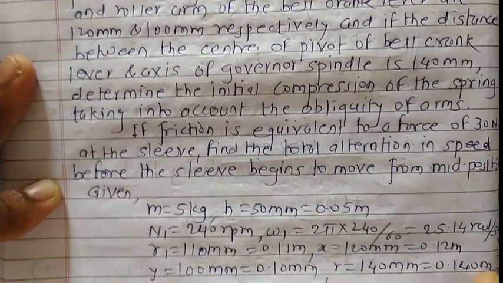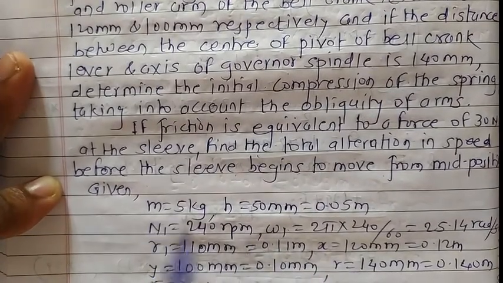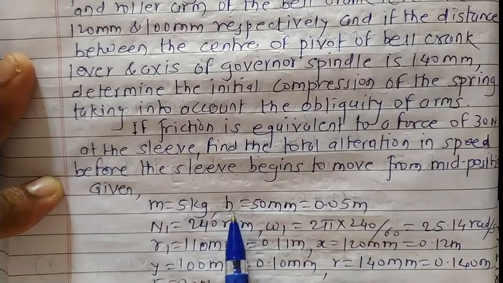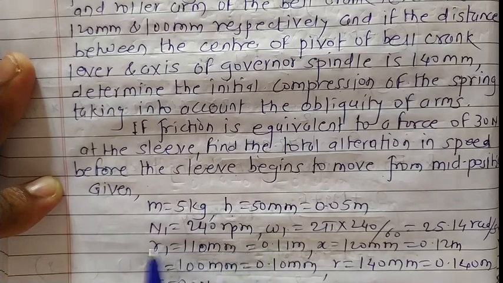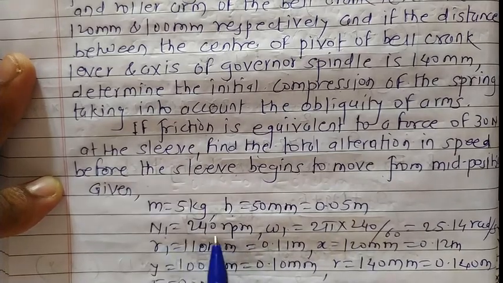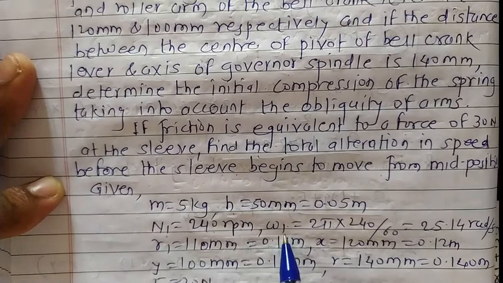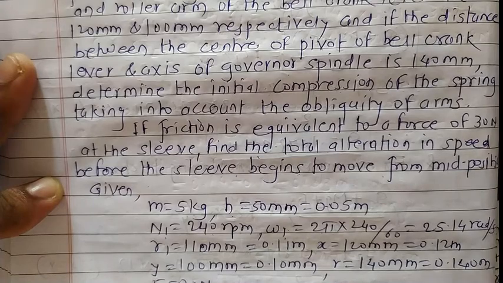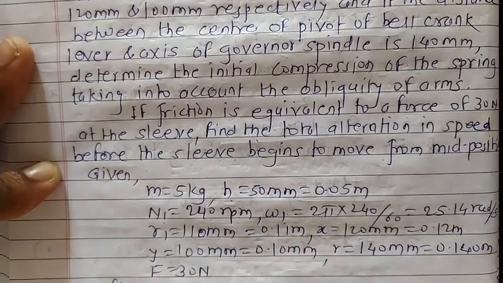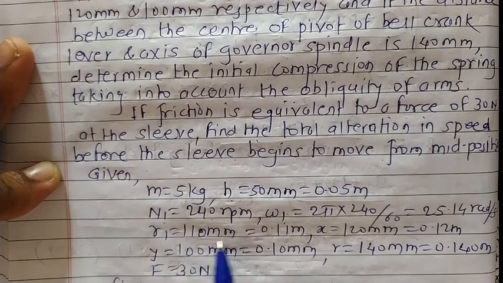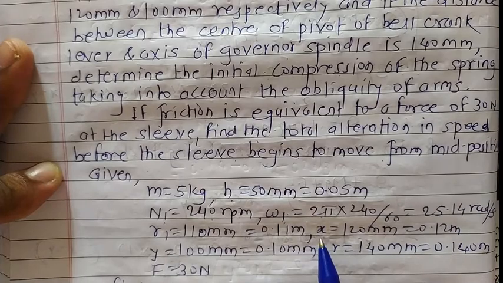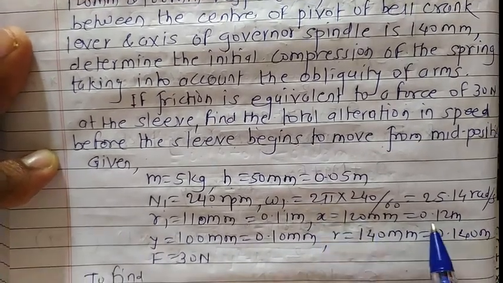So first of all, write down the given data. The mass of the ball is 5 kg, and the lift of the sleeve is 50 mm, converted into meters. Then N1 is 240 rpm, convert this into radian per second: 2 pi N divided by 60, so 25.14 radian per second. Then the minimum radius of rotation is 110 mm. Next, x, the length of the ball arm, is 120 mm, that is 0.12 meter.